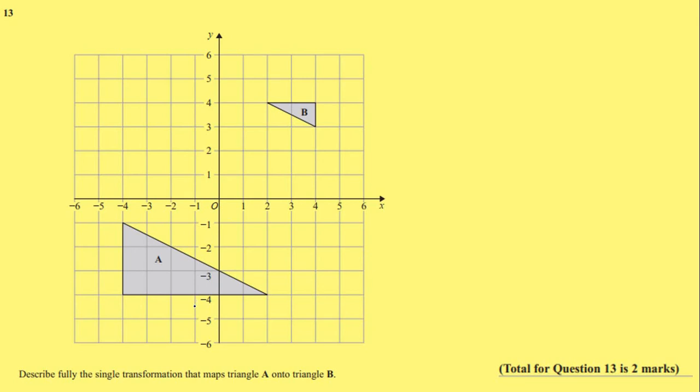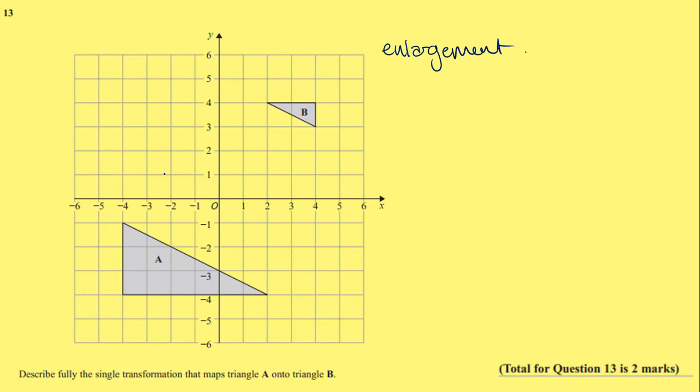Describe fully the single transformation that maps triangle A onto triangle B. Well, is it a rotation? It looks like it's been rotated, but it certainly doesn't look like it's the right size. Is it reflection? No, because the size shouldn't change. Is it translation? No, the size shouldn't change. This is clearly an enlargement.